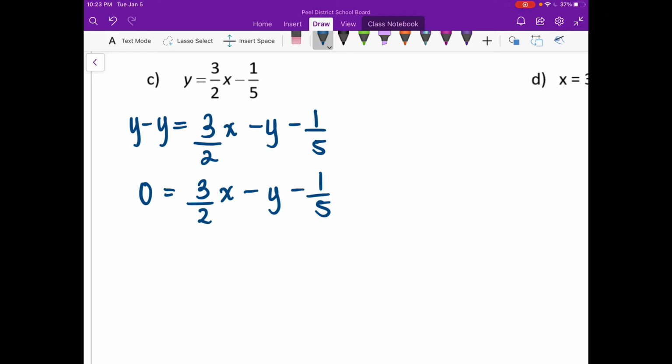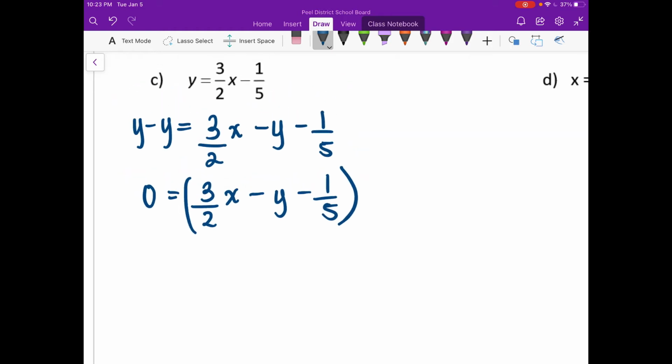Everything seems to be in the right order, so I'm just going to say, all right, I got to get rid of both these denominators. So I'm going to see what is the lowest common multiple of 5 and 2. And I know that it's 10, right? So I'm going to multiply both sides of my equation by 10.